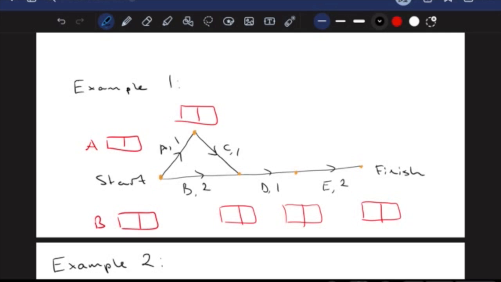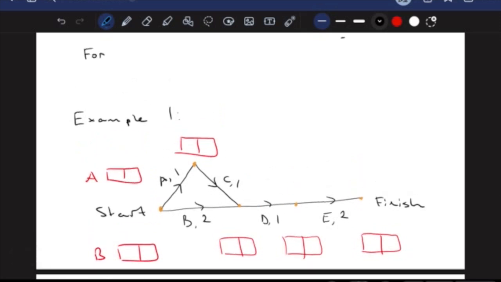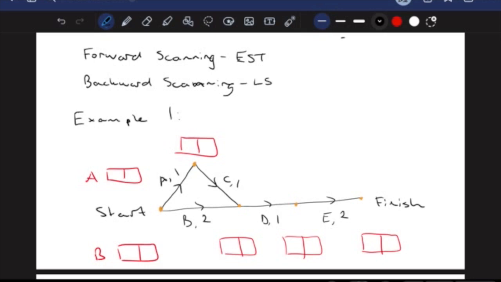Now, our forward scanning is going to help us to determine the earliest start time. I'll actually write this over here. So our forward scanning helps us find the earliest start time. Our backward scanning gives us the latest start time. Now, forward scanning means we are going in the forward direction. So we're going from start to finish. So we're going to scan forward from left to right.